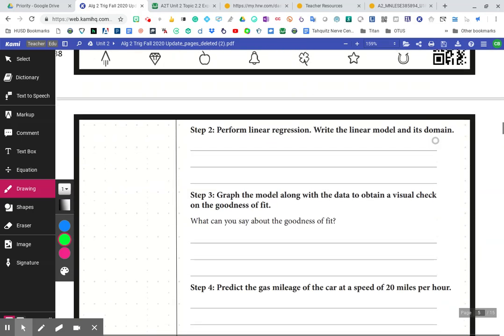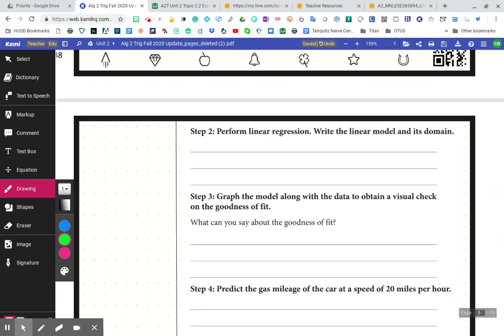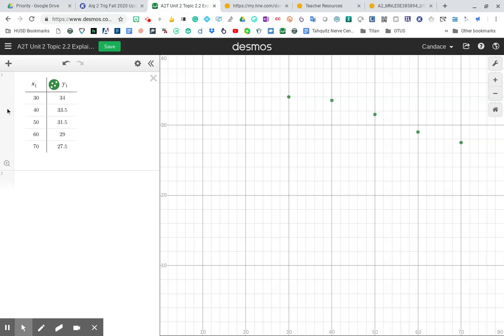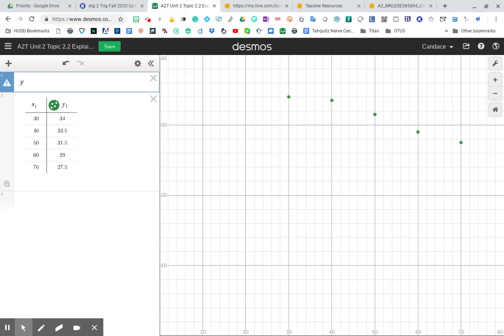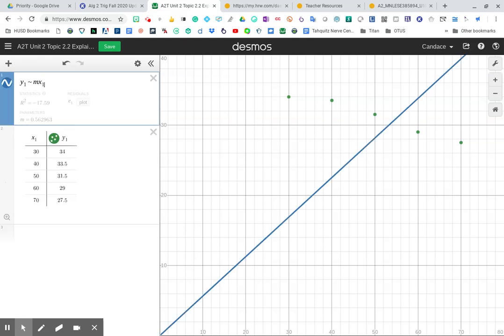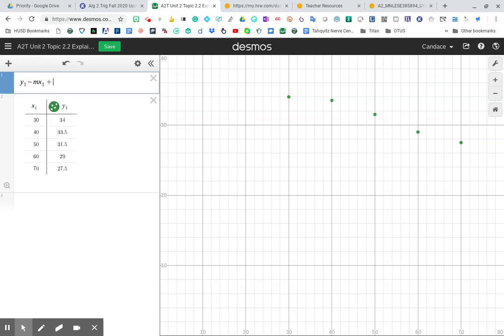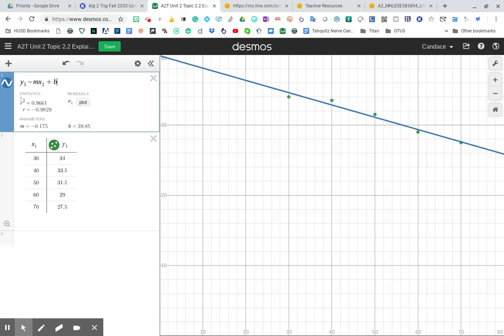Okay. Perform linear regression, write the model. We know it's going to be y equals something x plus something, right? Okay, so we're going to do our linear regression in here. So I'm going to click on this. I'm going to hit the plus, and I'm going to go expression. Hopefully it pops up above. So it's y, the tilde, oh, y, not the tilde yet. Shift, the underscore, sub 1. Now the tilde, mx, shift underscore, sub 1. And then plus b. There's our line.